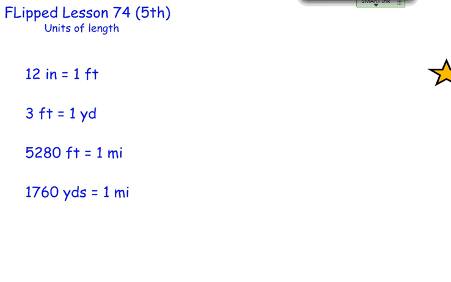And so we start by looking at this chart where we look at some of the relationships that you should know or need to know to do this lesson. So we see that 12 inches equals 1 foot. We see that 3 feet equals 1 yard. We see that 5,280 feet equals 1 mile. And also 1,760 yards equals 1 mile.